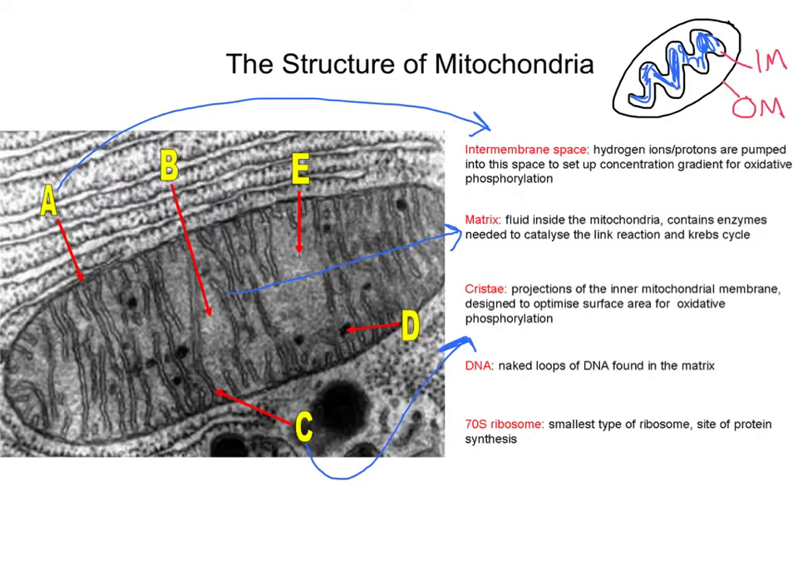Then there are just 2 things I'd like to comment on. Where I've put D, that is to represent DNA, because there is mitochondrial DNA here. We have naked loops of DNA found in the matrix. And E, not amazingly clear, but where I've got E, that is where we have what are called 70S ribosomes. It's a smaller type of ribosome, and that is the site of protein synthesis. So that's the basic structure of mitochondria.